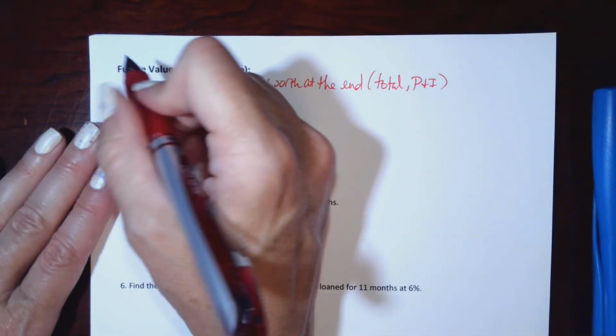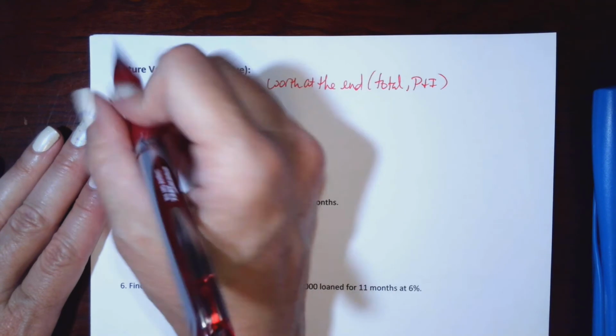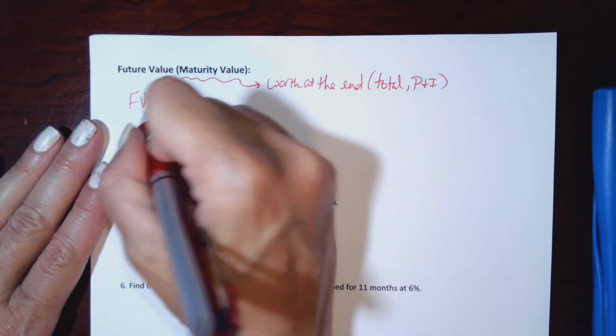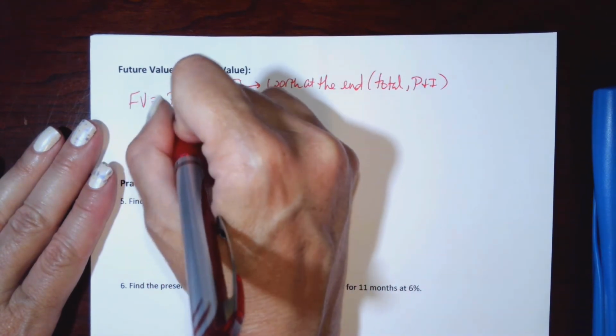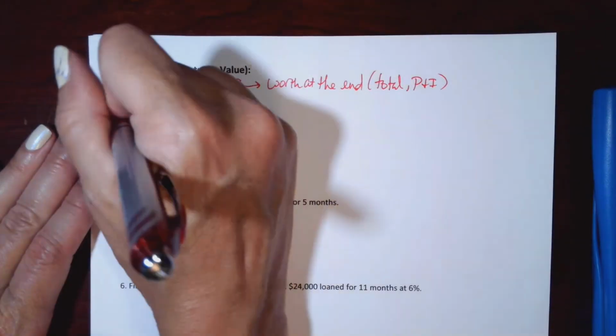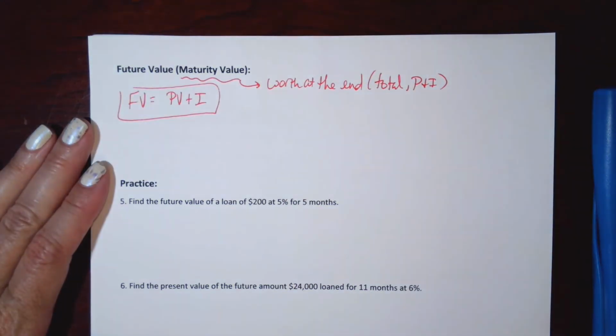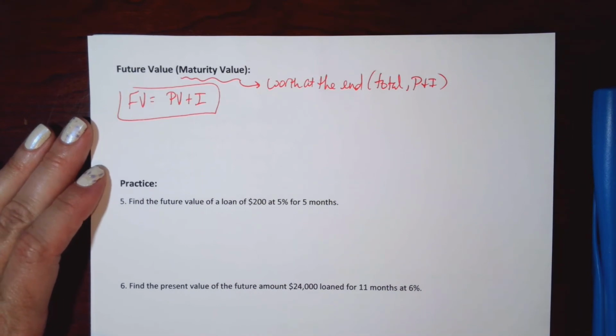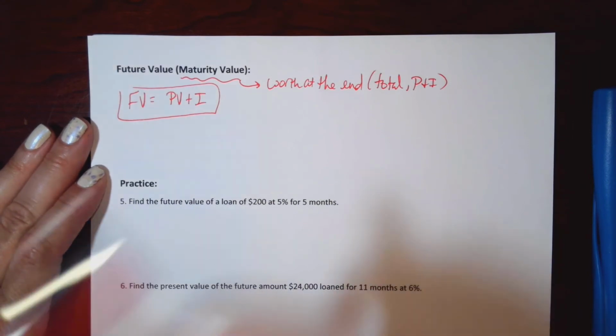We've been taking our, one way to find the future value is to take the present value plus the interest. That's what we've been doing so far. Present value plus the interest, and that absolutely works. Another way, though, there's a separate formula for future value.